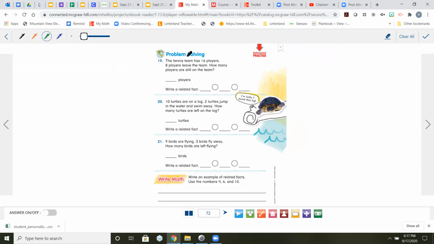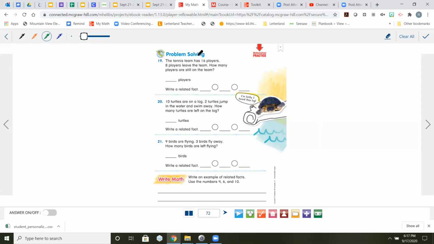The tennis team has 16 players. 8 players leave the team. How many players are still on the team? So anytime we do any word problems, from now on, we remember we need to underline our key information and circle what we need to find. So let's go one sentence at a time.